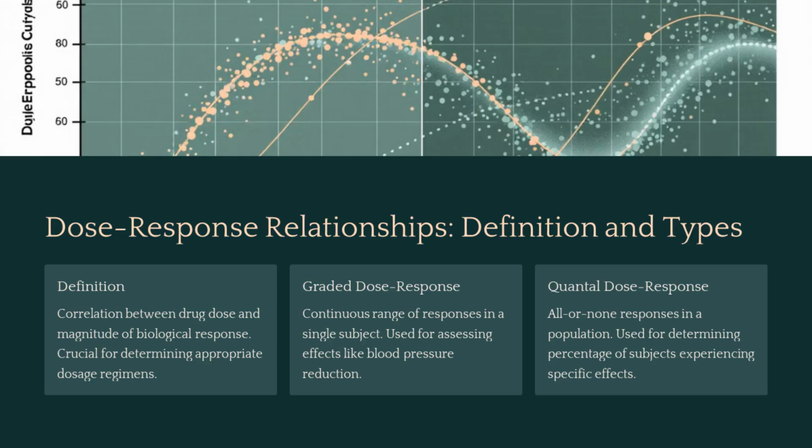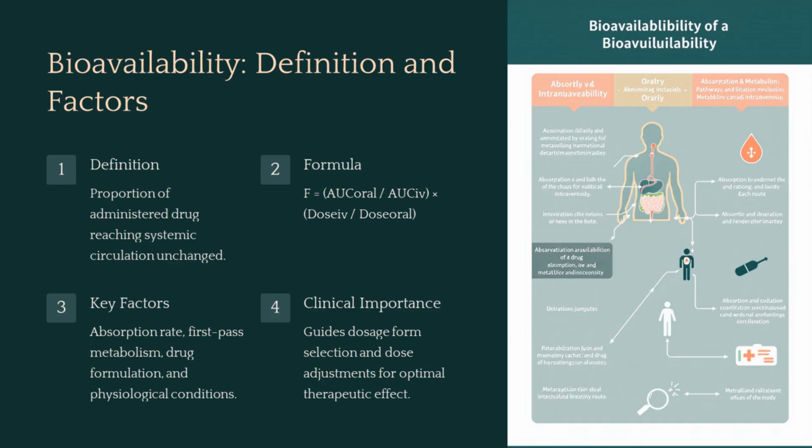Understanding dose-response relationships is crucial. The definition involves the correlation between drug dose and biological response. Graded dose response assesses effects like blood pressure, while quantal dose response determines the percentage of subjects experiencing specific effects.